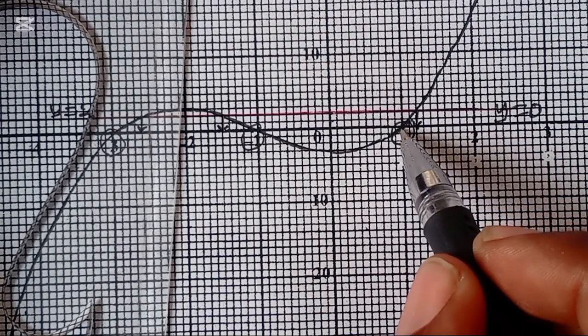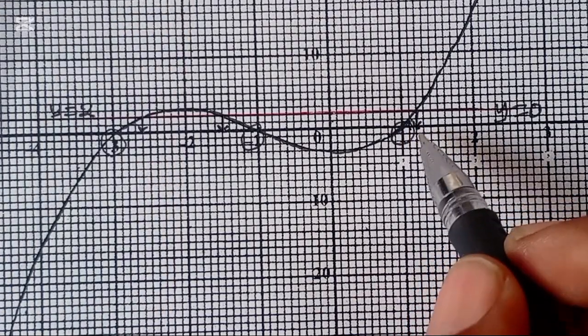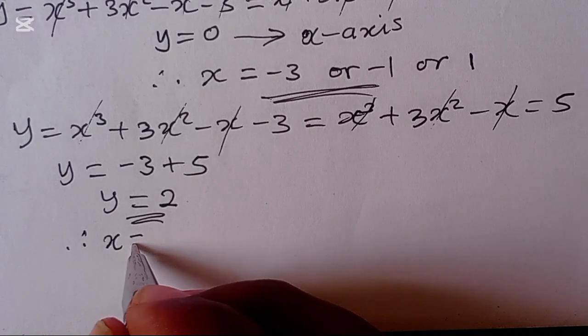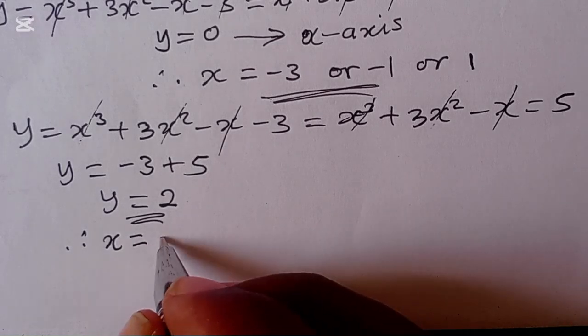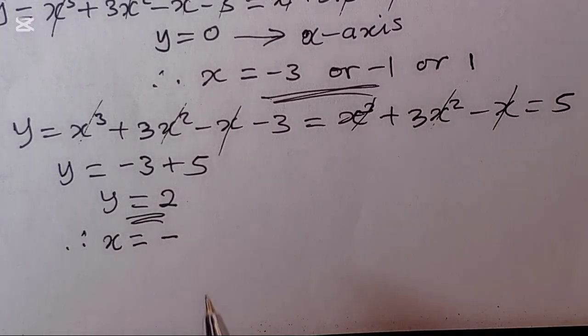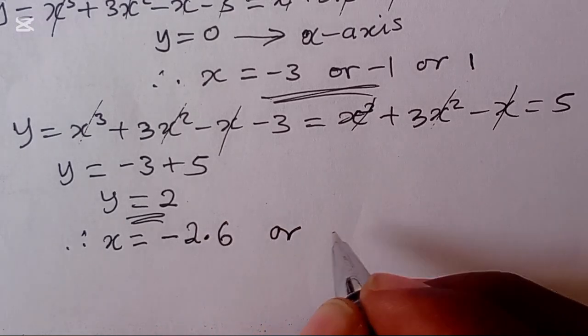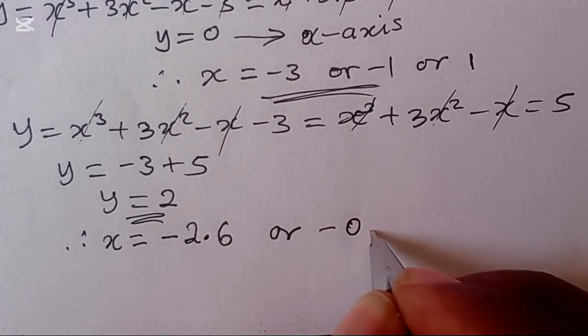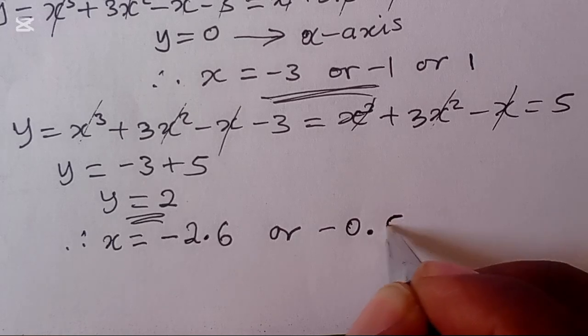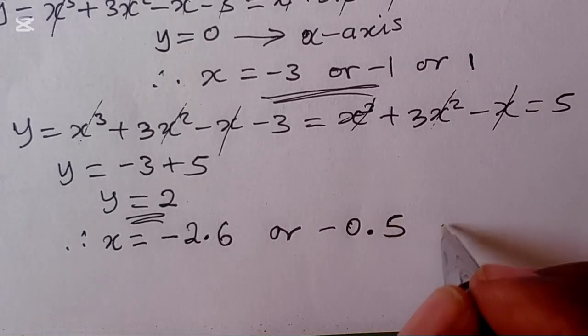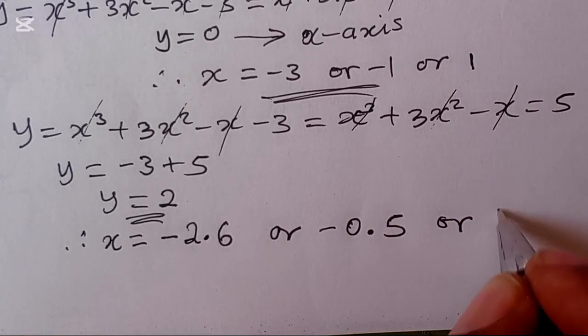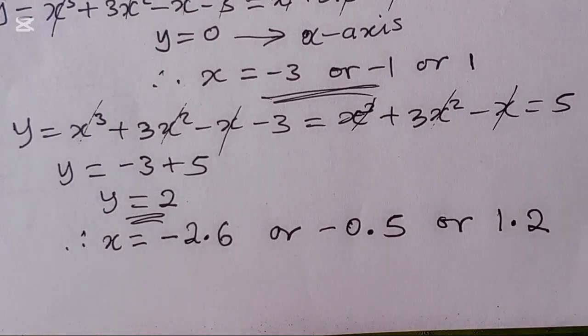And then we have also this one. So this is 1, 1.1, 1.2. So x is equal to negative 2.6 or negative 0.5 or 1.2. So that is the answer.